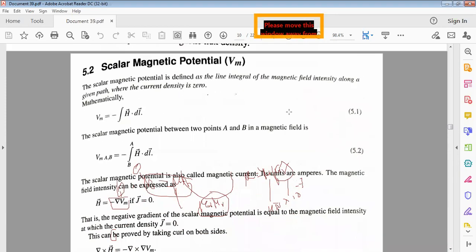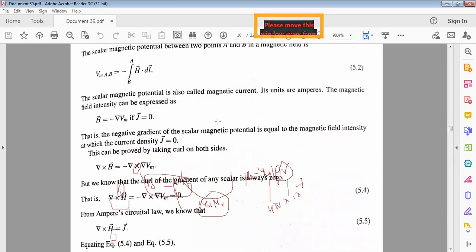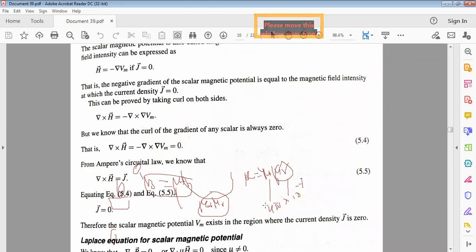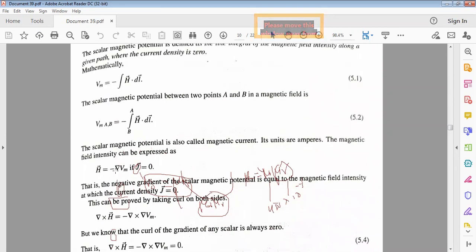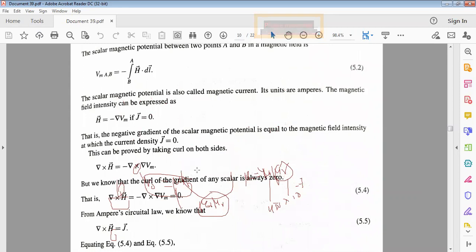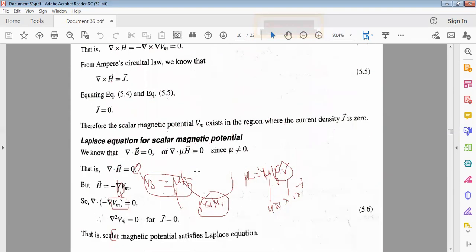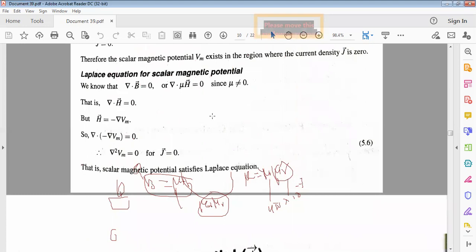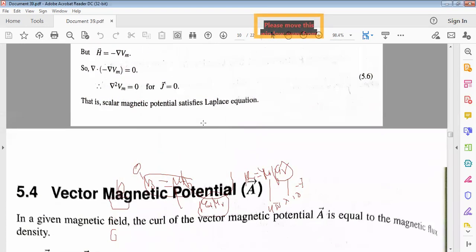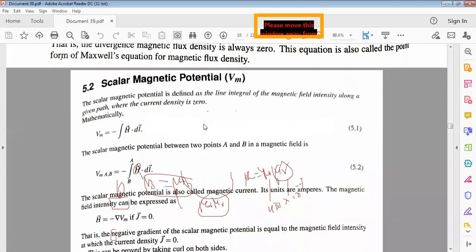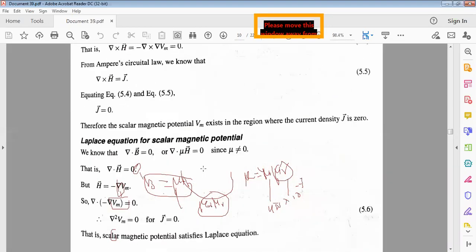Is it clear? Scalar magnetic potential. Actually that is a single statement. This much is not required. But remember that Vm equal to minus integral H dot dl is one expression. And this is also very important: H equal to minus del Vm for J equal to 0. That's all about scalar magnetic potential.